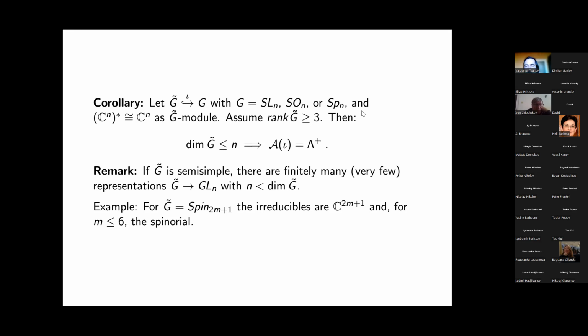So for most subgroups of classical groups, because there are finitely many for which this inequality doesn't hold, for most subgroups of classical groups, the property does hold. So most subgroups have invariants in most modules.